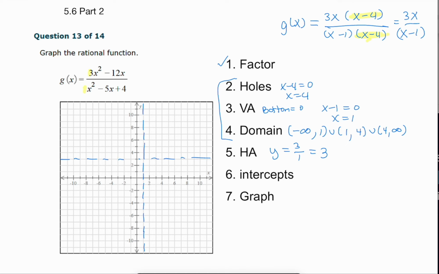Okay, now let's find our intercepts. Again, we're going to be using this simplified version, this 3x over x minus 1, to complete the problem. So our y-intercept: if I plug in 0, I get 0 over negative 1, which is 0. So I hit 0, 0.